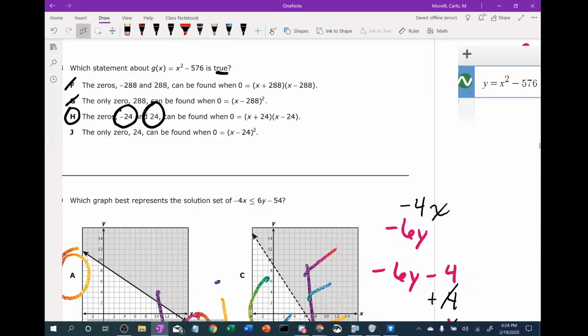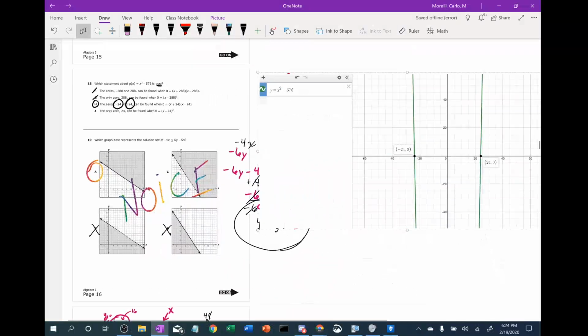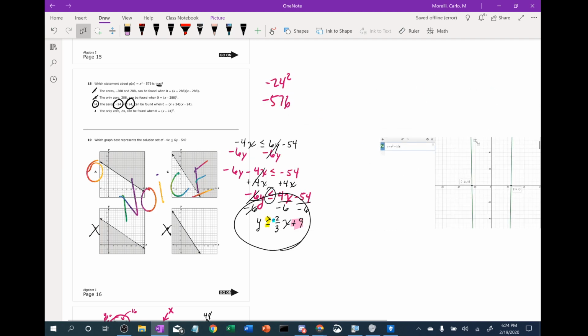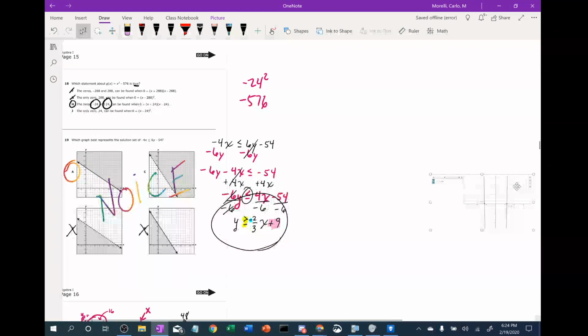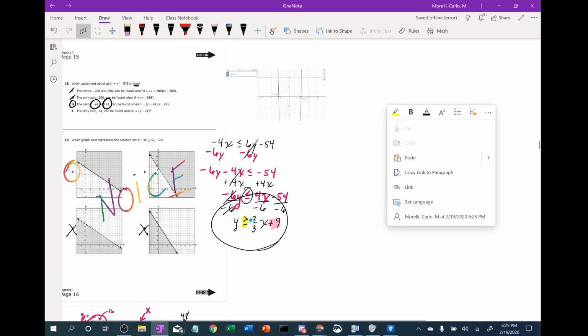Okay. So there's that graph as a reference. That's what you put into Desmos for number 18. You got it? Cool.